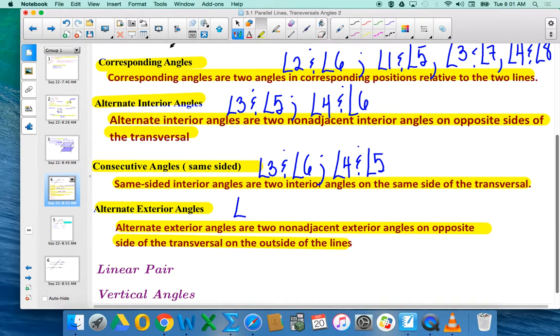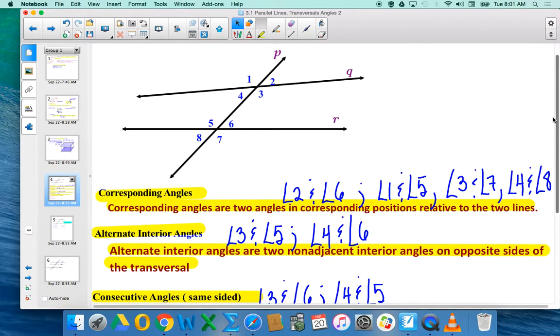Angle 1 and angle 7 are on opposite sides of the transversal on the outside of the lines. Another pair of alternate exterior angles would be angle 2 and angle 8: alternate, meaning on opposite sides of the transversal, exterior, meaning on the outside of the lines.